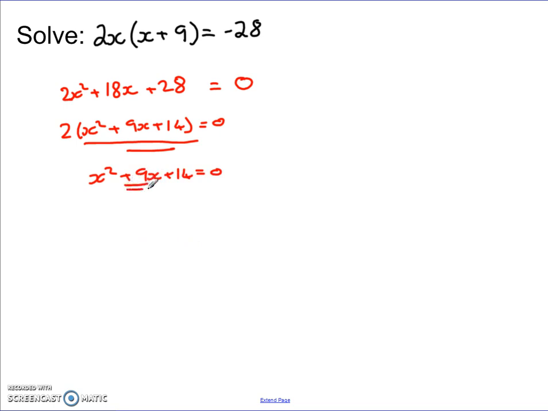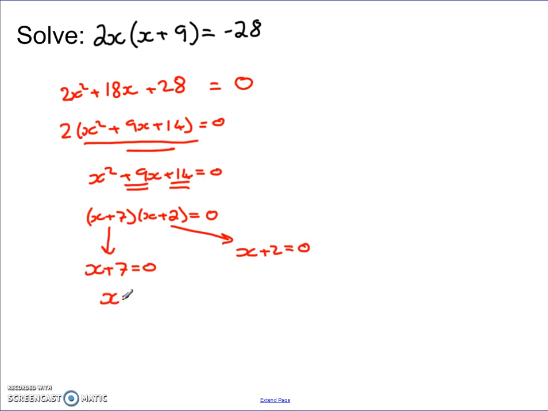We're looking for two numbers that add to give me the middle and multiply to give me the end. So two numbers that multiply to give you 14 and add to give you 9. There's only one pair, 7 and 2. So I've got x plus 7 and x plus 2 equals 0. Then the same steps again. There's one solution, there's a second solution. The first solution, x plus 7 is 0, and the second solution comes from x plus 2 equals 0. So this one gives you x equals negative 7, and this one gives you x equals negative 2. Bosh, you've done it. That's your two answers there.